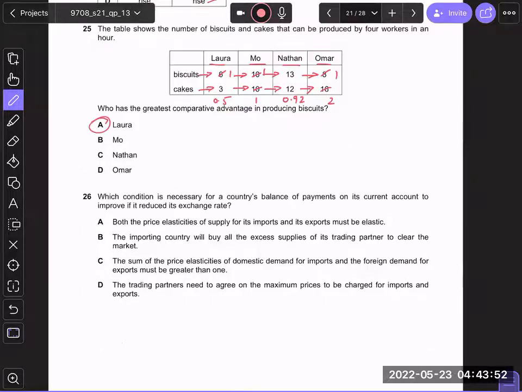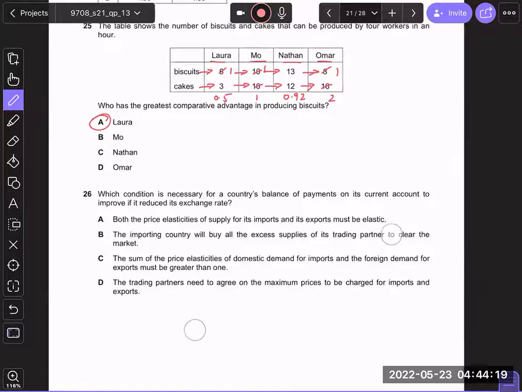In cakes it will be Umar. Right? Is that clear? If they had asked you about cakes, you would have divided it the other way: then Laura's would be 2, Mo's would remain 1, and Nitin's would have been 13 upon 12, 1.1 something, or for Umar it would be 8 upon 16, which is 0.5. So then Umar would have it in the production of cakes.